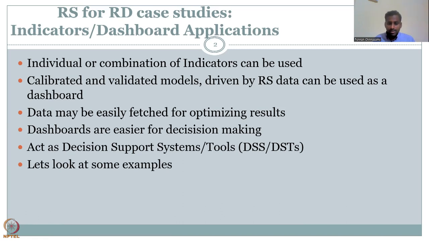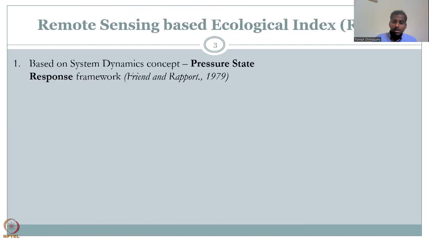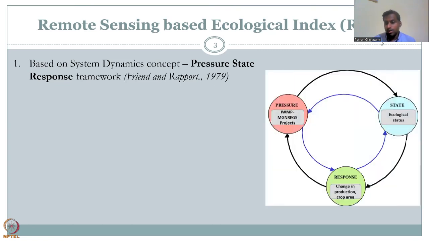Let's take a look at some examples, especially the ones from my team, because I do know, as I said, the constraints and why it evolved, and we will discuss. One important indicator that we developed is the remote sensing based ecological index. It was based on the framework of the system dynamics concept of the pressure-state-response framework. We'll show you what it means.